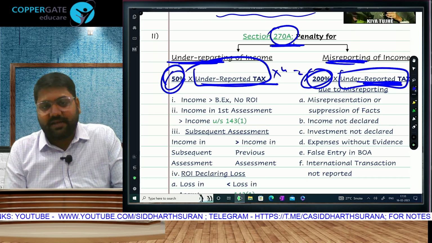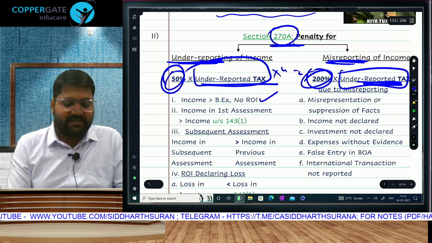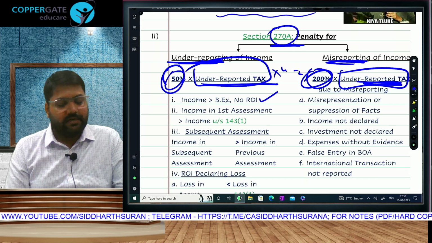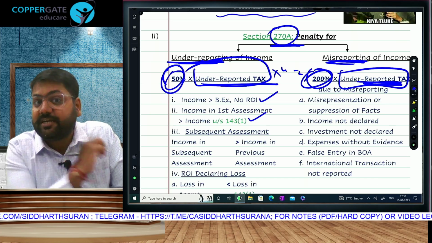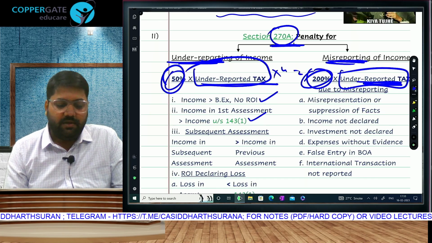But when will it be considered as underreporting? If your income is exceeding basic exemption and you don't file ROI, it's underreporting. If your income in assessment is exceeding your income under intimation 143(1), then it is going to be underreporting.